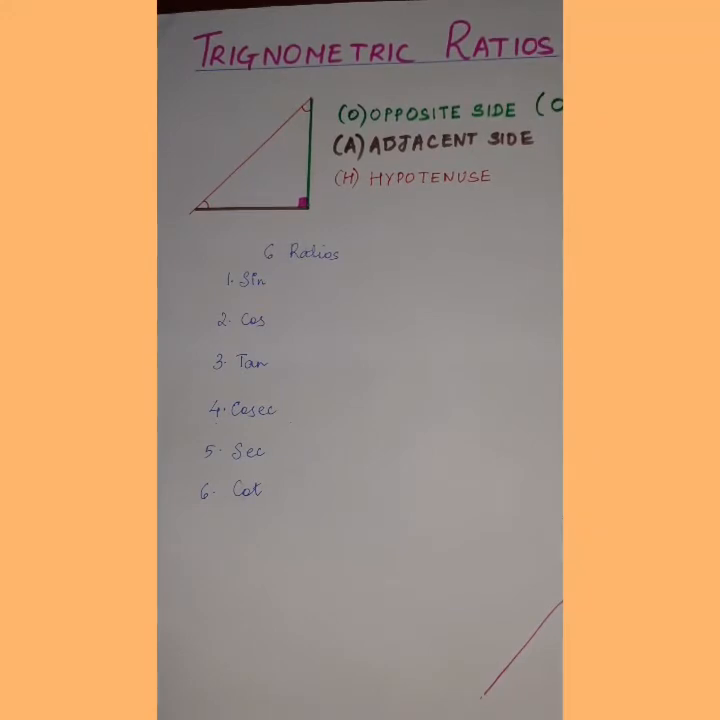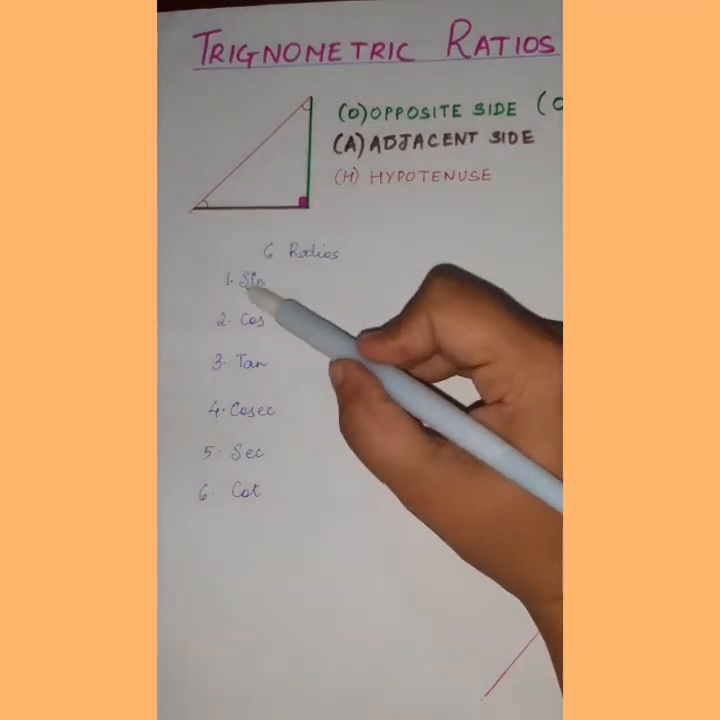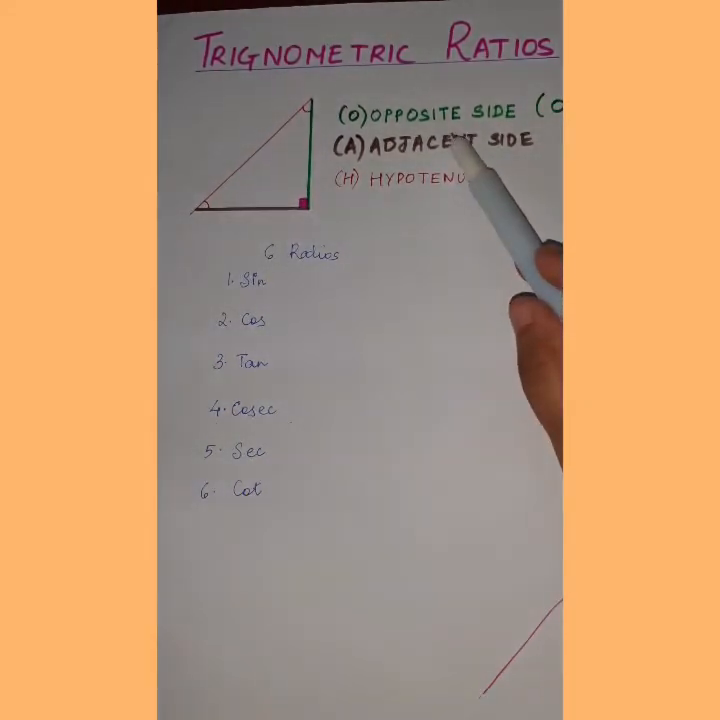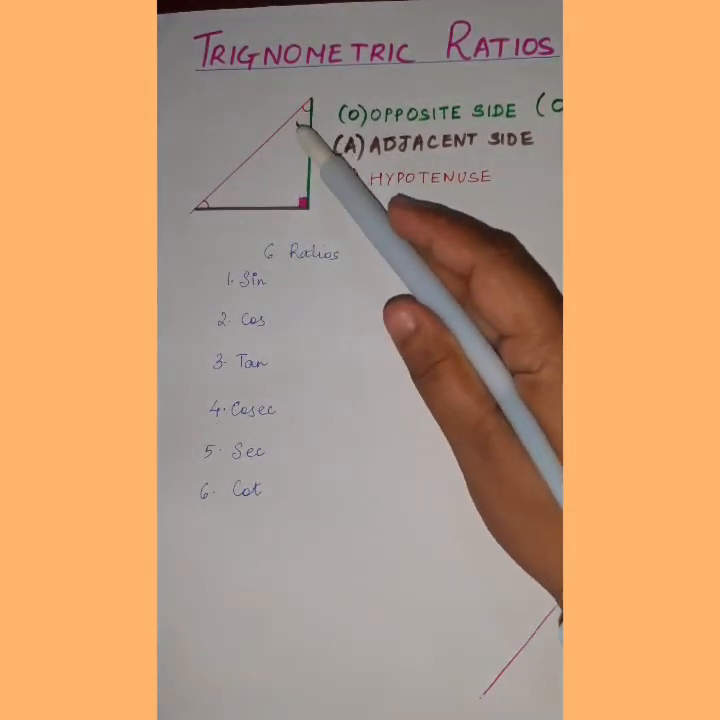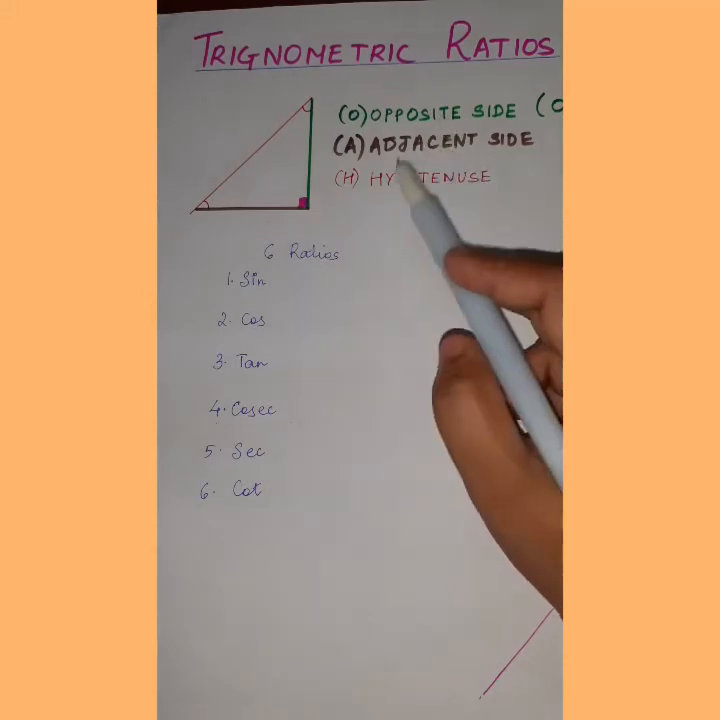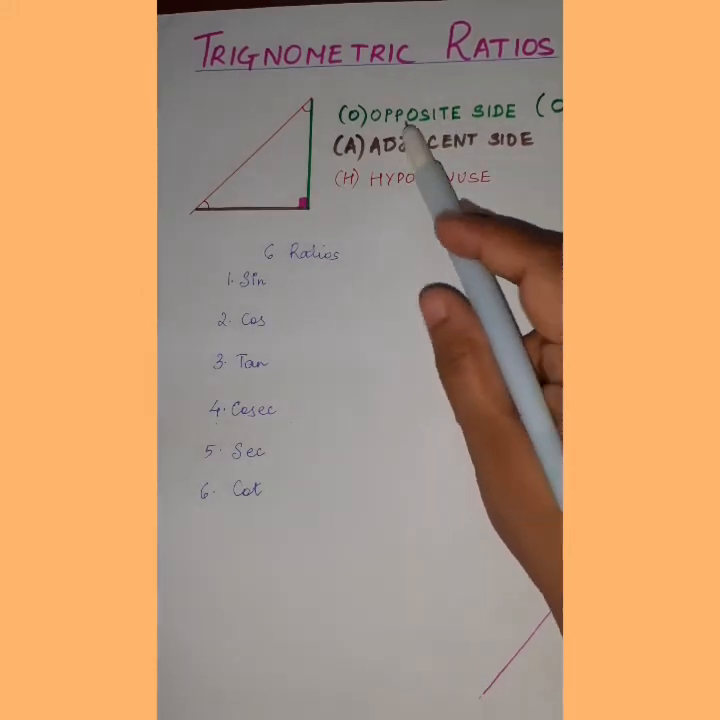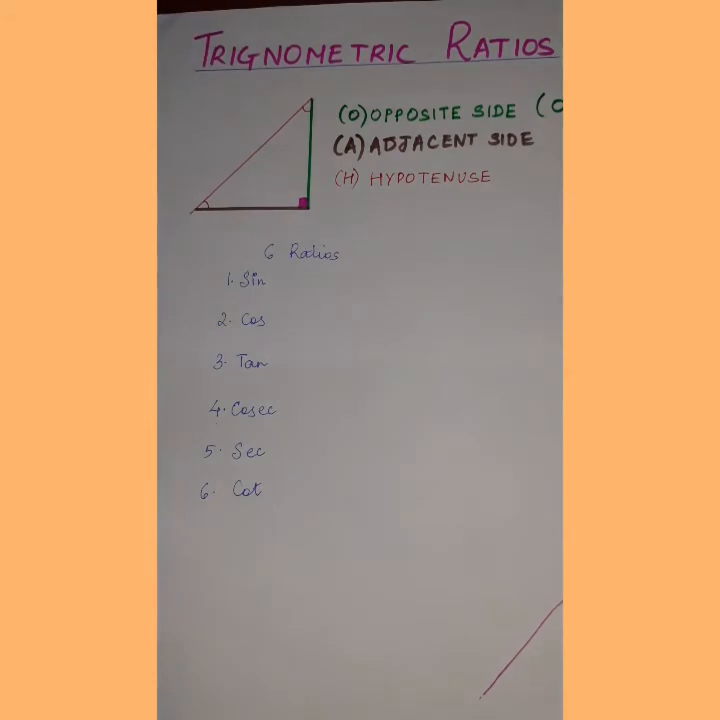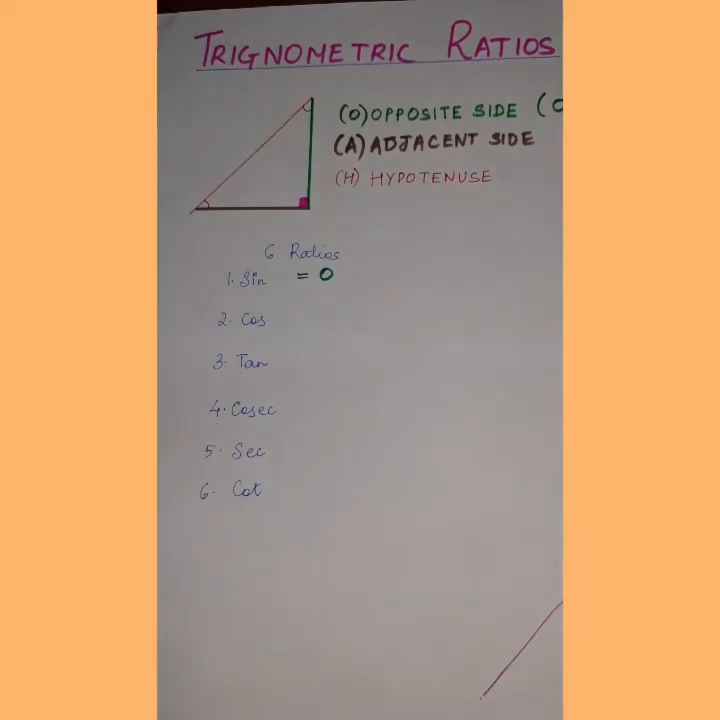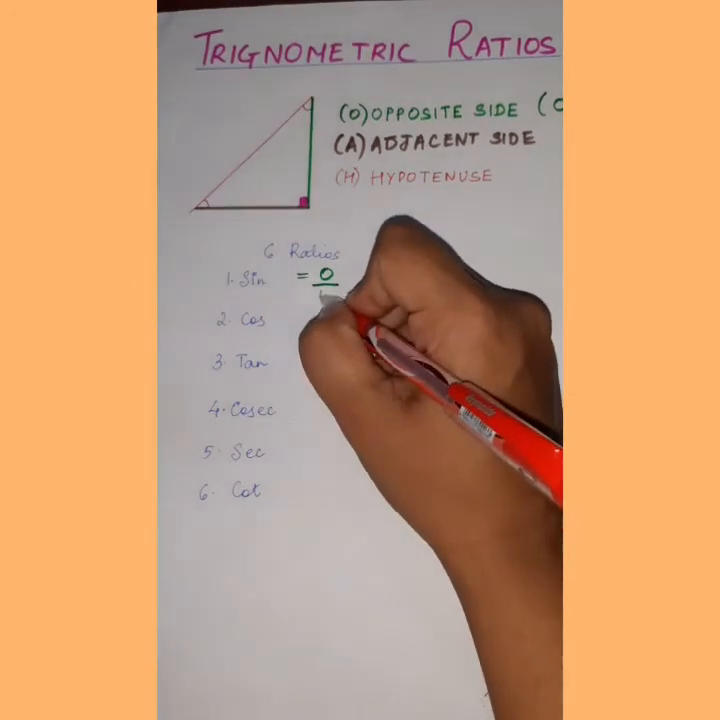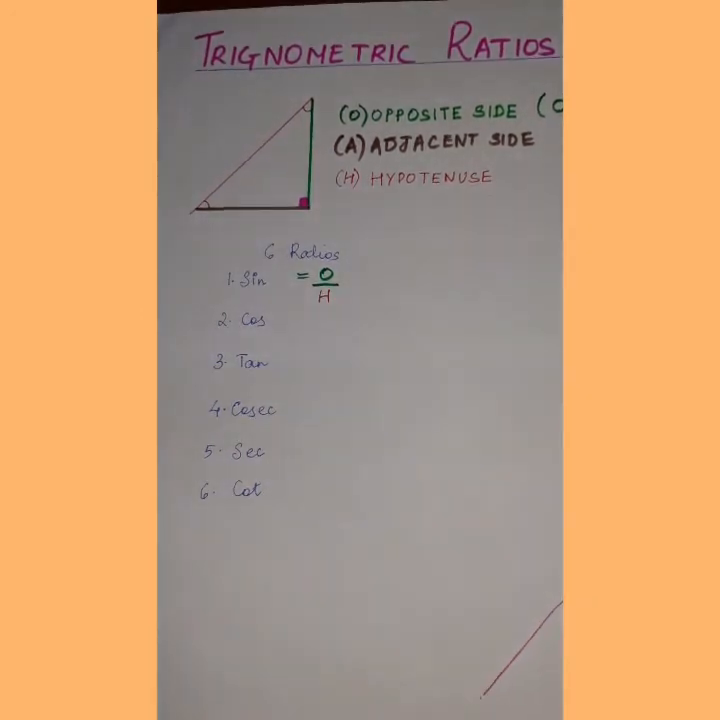So sine, as I said, is dependent upon the opposite and the hypotenuse side, that is this green line and this red line. Its ratio is written as opposite upon hypotenuse side. Let me write it for you all. I'm just going to write O upon H, that is, opposite upon hypotenuse.